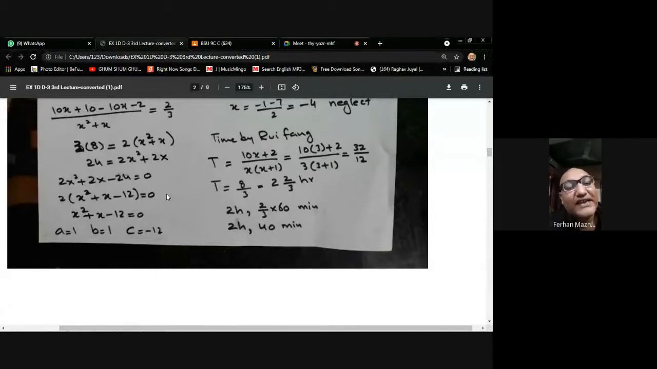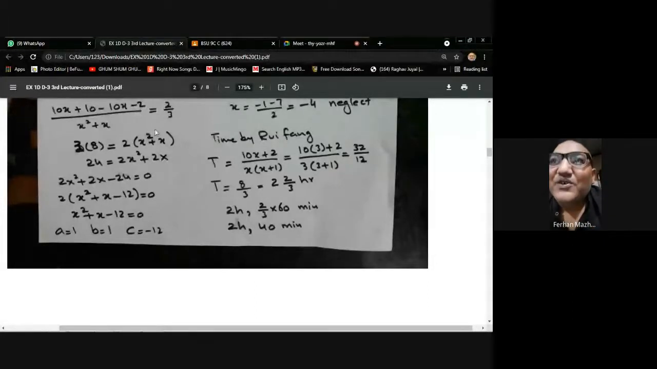In your book, he asks you to write the time in hours and minutes. So my answer is 2 whole 2 by 3 hours. So the 2 hours, and I will convert 2 by 3 hours into minutes. How do you do that? You multiply 2 by 3 with 60, and you get 40. So 2 hours and 40 minutes. So the final answer will be 2 hours and 40 minutes. It's a hell of a question.